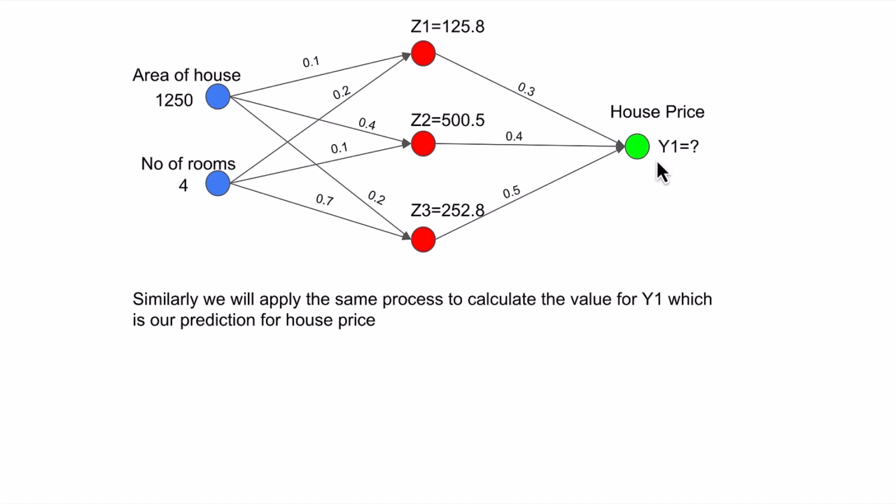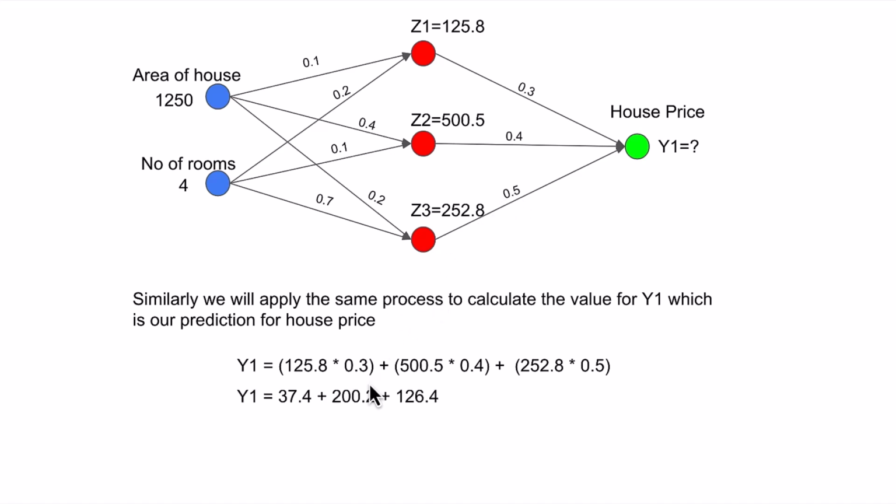And now to calculate the value for this y1, we are going to use the same procedure. So we are going to take the value of neuron connected with this y1 and multiply it with the weight connecting them. So firstly we are going to multiply this 125.8 with this 0.3, and then we are going to take the value of z2 and multiply it with 0.4, and then this z3 and multiply it with 0.5, and after calculation we will get the value for this y1.